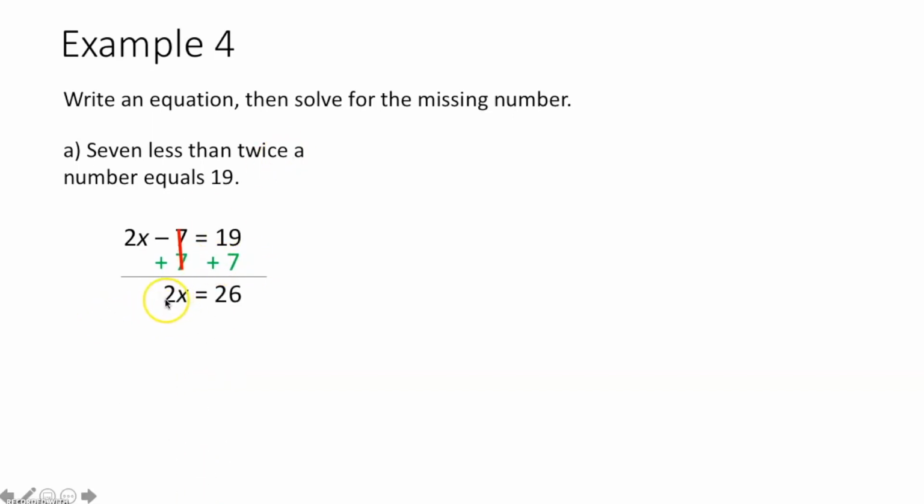Now, again, I need this 2 to go to the other side. How do I do that? It's 2 times x, so I do the opposite, the inverse. I divide both sides by 2. These cancel each other out, and I get x is equal to 13. Again, check your answer if you need to. Plug this 13 back in for x. You can see that you got the right answer.